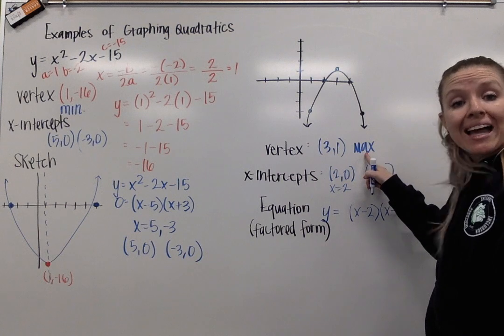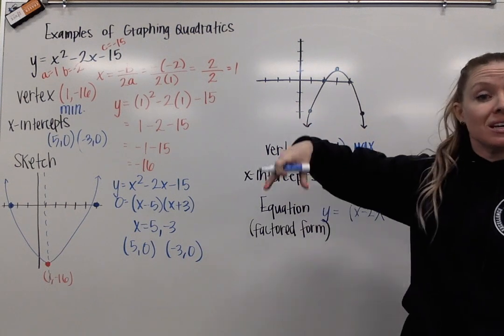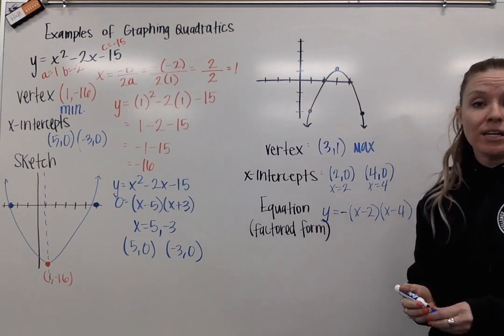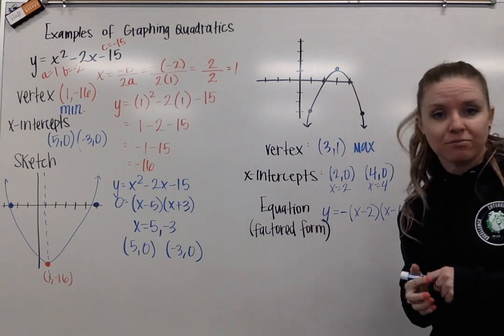But we have a maximum vertex, which means my graph isn't positive, it's negative. So I'm going to come in and just add a negative to my equation. And now I have the equation in factored form of my quadratic.